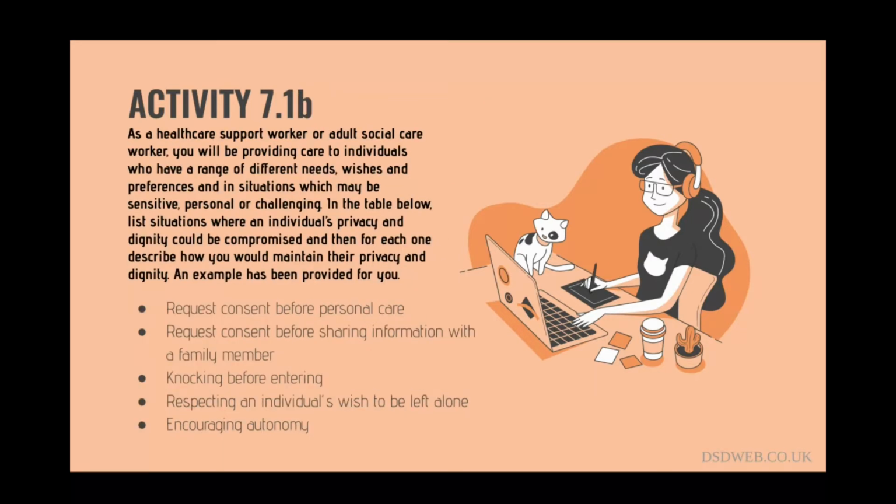The next question asks you to describe situations where an individual's privacy or dignity may be compromised and how you could maintain it. It will be helpful to reflect on your own experiences of times when an individual's dignity could have been compromised, or the procedures that you follow in your day-to-day practice to prevent this from happening. Some examples could include requesting consent before commencing personal care, taking physiological measurements or sharing information with their family, encouraging independence by assisting individuals with tasks rather than doing it for them, knocking before entering an individual's personal space such as their bedroom, and respecting their wishes to be left alone.